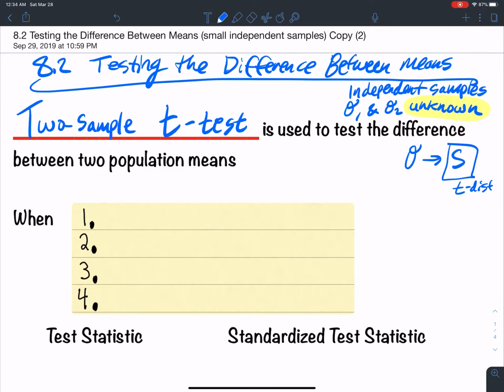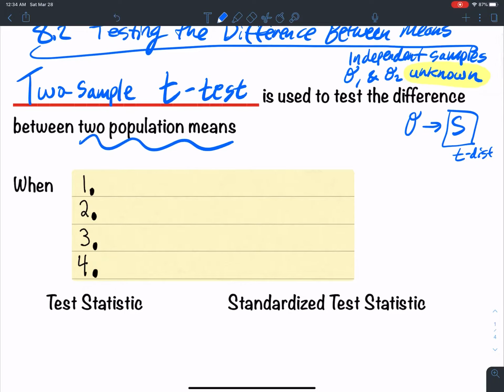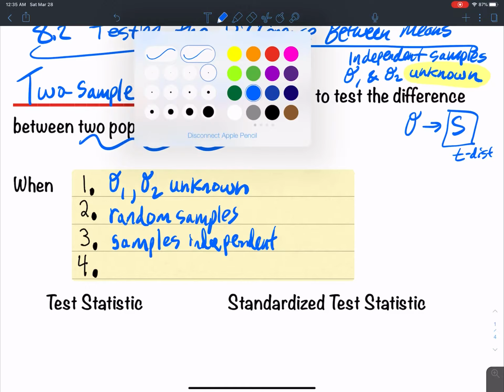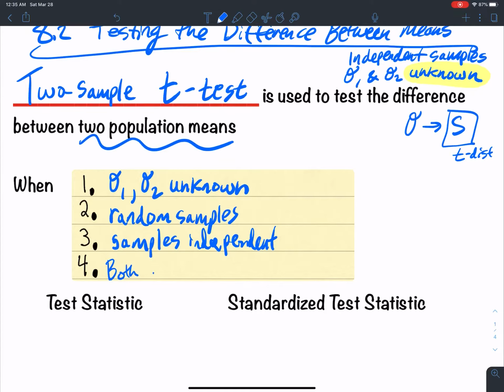In order to use the two sample t-test that tests the difference between the population means, we need to know sigma 1 and sigma 2 unknown. We need to know that it's random samples. We need to know that the samples are independent. And last, we need to have both normally distributed pops or n1, n2 greater than or equal to 30, okay? Or some combination. Maybe one is normally distributed and the other population is greater than or equal to 30. But it's some combination satisfied for both populations, all right?